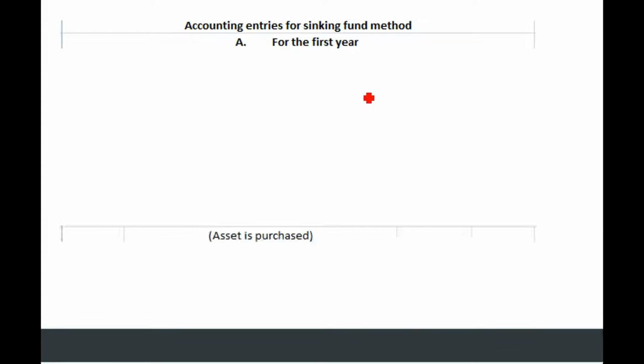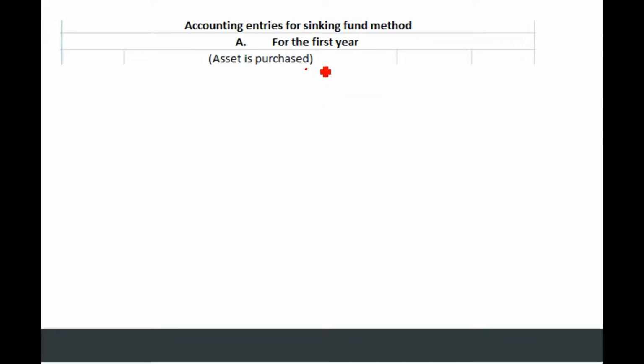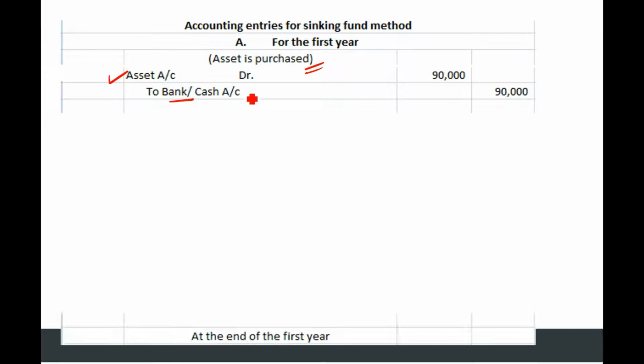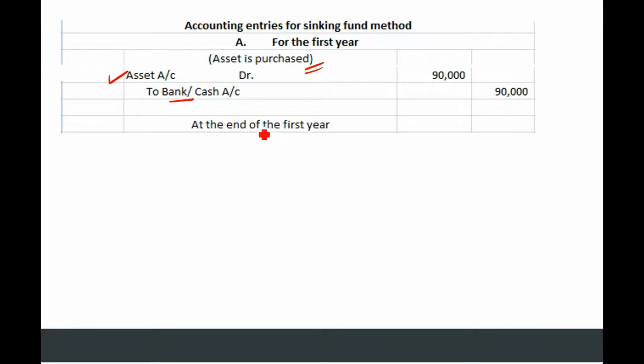So for the first year, the first entry will be asset is purchased. Whenever an asset is purchased, the entry will be asset account debit to bank account. Asset account debit to bank or cash account. So bank account we will be crediting. Nowadays transactions take place only through cheque, that is bank. So first it's purchase of asset. After the asset is purchased, you have to pass the depreciation entry at the end of the year.